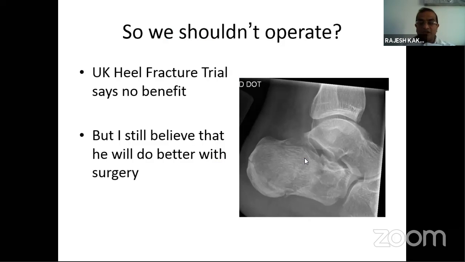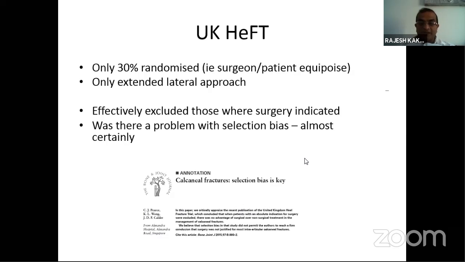Then the question comes, if you've got a young fit patient with a degree of articular comminution involving the subtalar joint and reduction in the calcaneal height, I personally believe that he would do better with an operation, but the trial doesn't tell me that way. But if you then critically appraise the UK HEAL trial, you find that out of the eligible patients, only 30% of the patients were randomized, i.e. 70% of the patients were not included in this study.